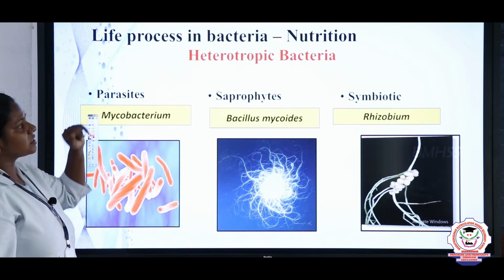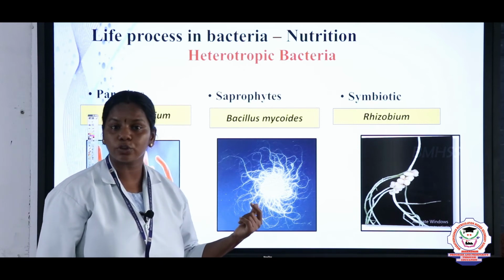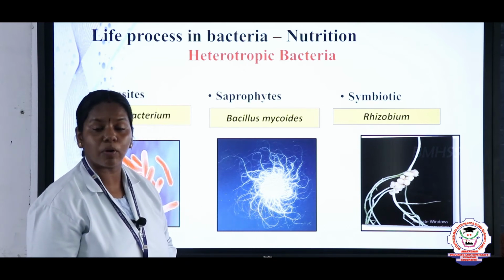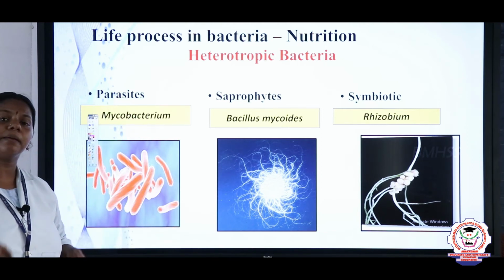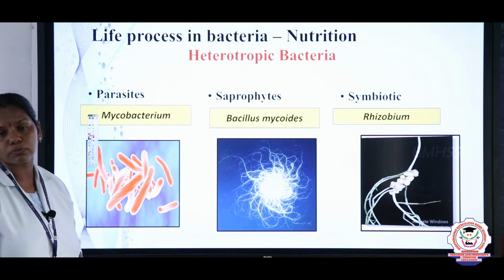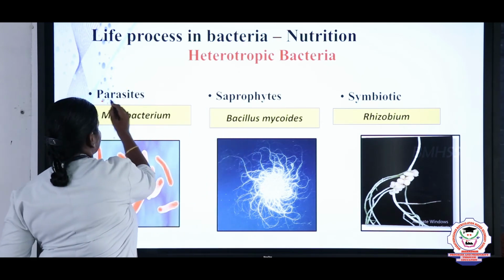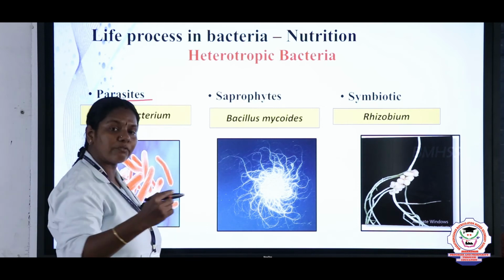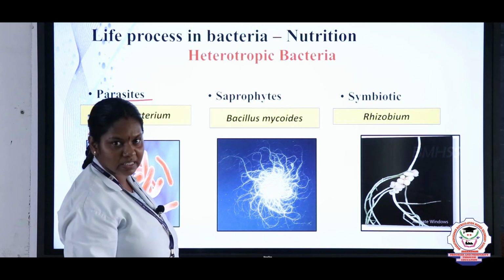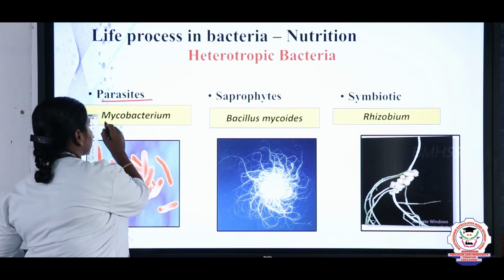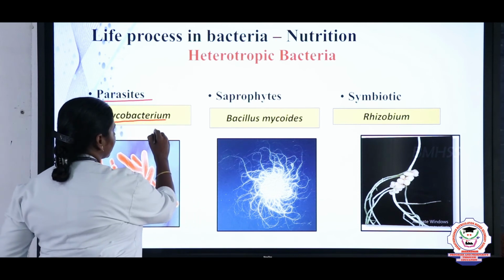And next topic of nutrition: first we discussed the autotrophs, and now we are going to discuss the heterotrophic bacterium. Heterotrophic means what, children? They depend on other organisms for their food. Based on this we can classify them as parasite. Parasite means they depend on living organisms. The example is Mycobacterium tuberculosis, which causes tuberculosis.